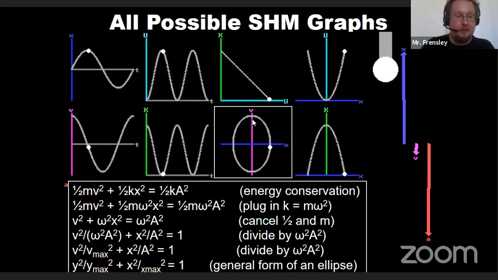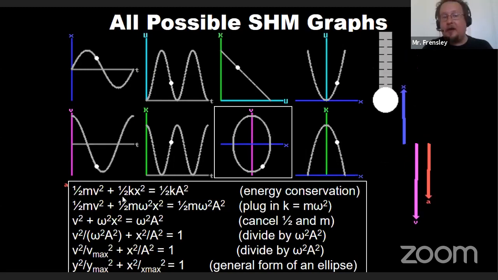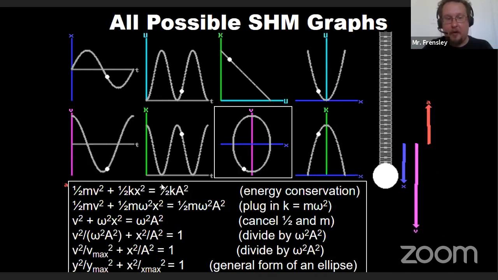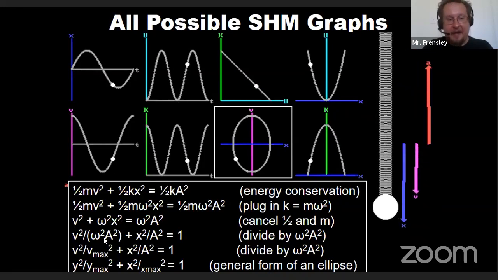Why? Well, there's a big derivation down here that I really don't want to bore you with, but notice what I do is I start with total energy. So the total energy at any point equals the total energy at the end point. I replace the K with the M omega squared. I did a bunch of dividing out.